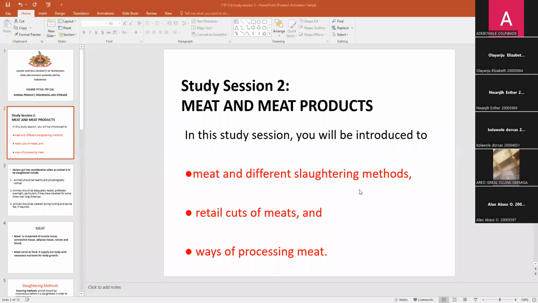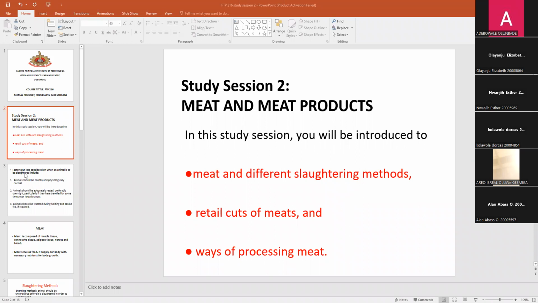At the end of the day, you are expected to understand the composition of meats, and to understand the slaughtering method. You are expected to know the details about the retail cost of meats and how you can process meats to give you different varieties, different meat products that we normally consume around here. So while we proceed, we will look into the factors that can be considered when an animal is to be slaughtered.